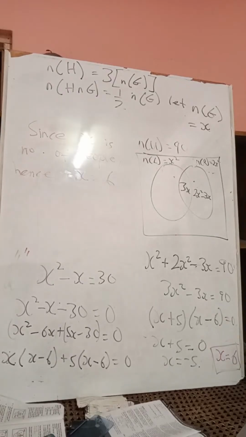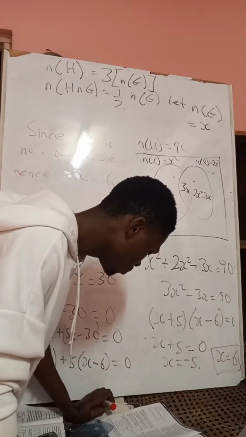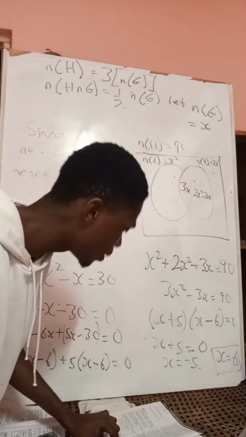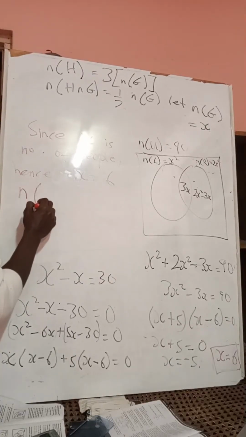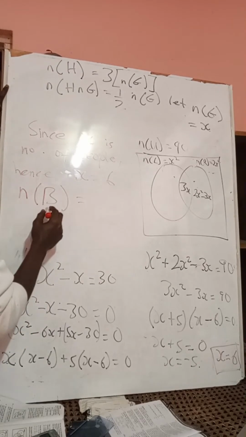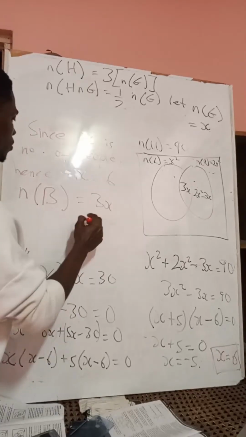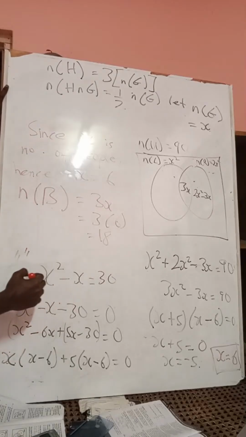Okay, that's all. So after that, let's come back to the question. The question asks us to find those who can play both legs and those who can play one leg. Both legs is 3x. So the number of those who can play both legs equals 3x, then it will be 3 times 6, which is the same as 18.